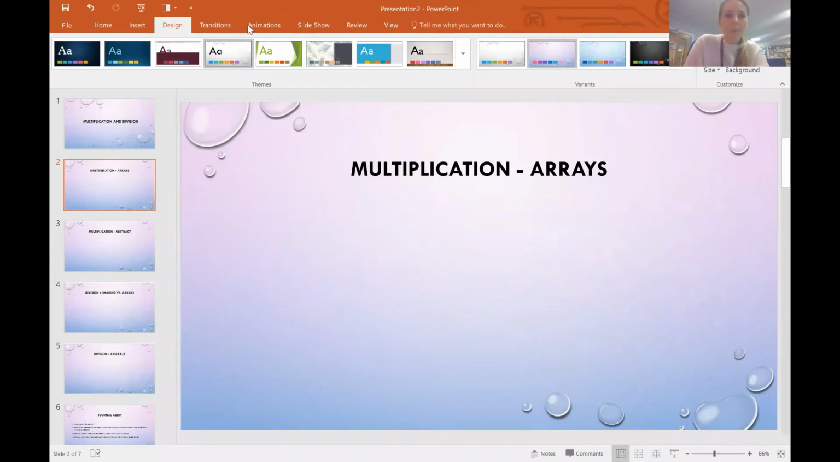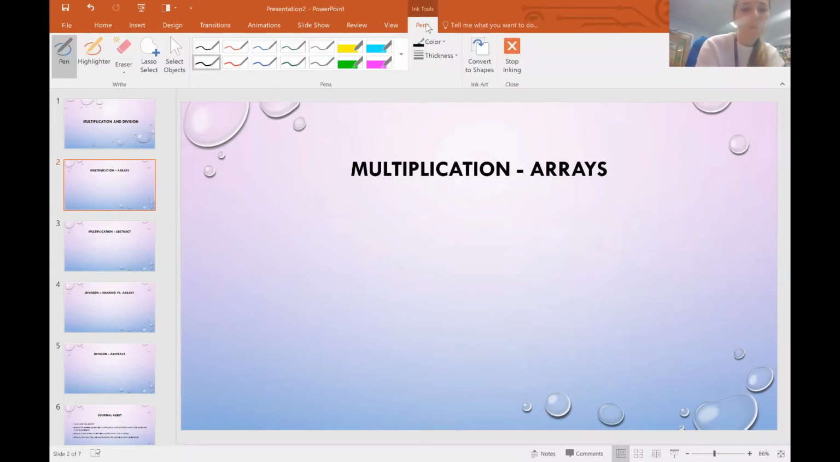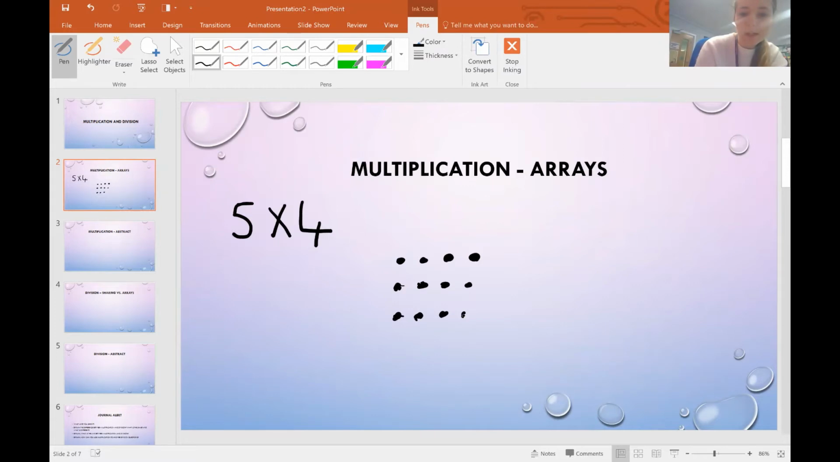I am going to show you how I'm going to use an array for the question 5 times 4. 5 lots of 4. So that means I need to have 5 lots of 4. So I'll draw out 4 and I'll do that 5 times. So there's 1 time. Now I've got it 2 times. Now I've got it 3 times. There's 4 times, or 4 lots of 4.